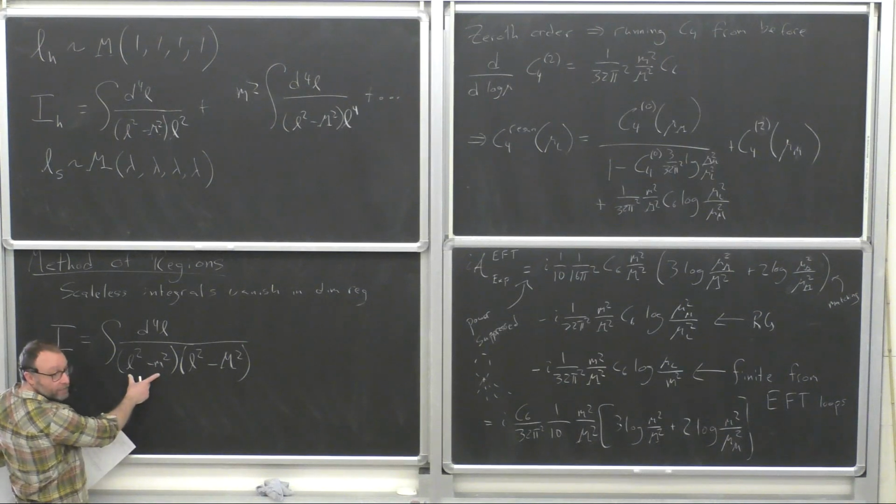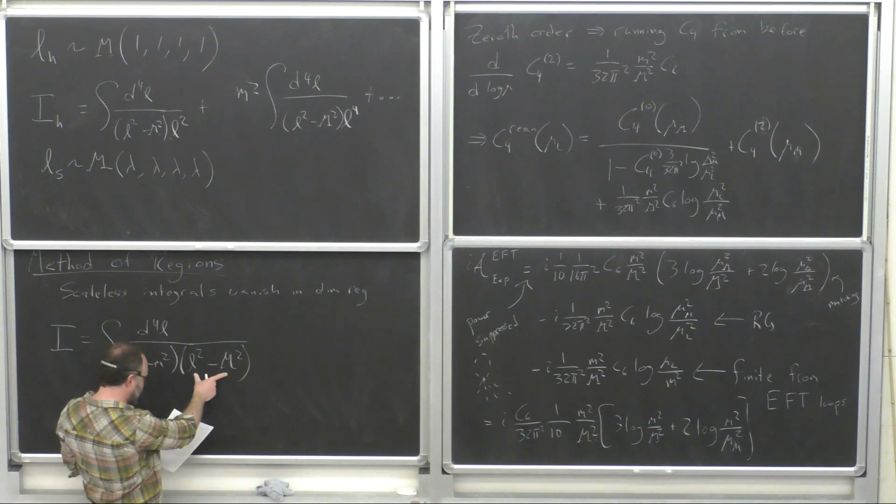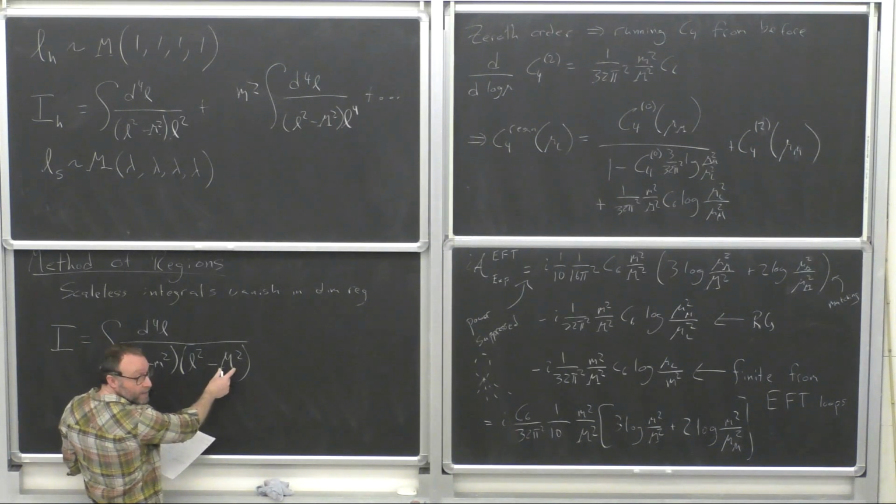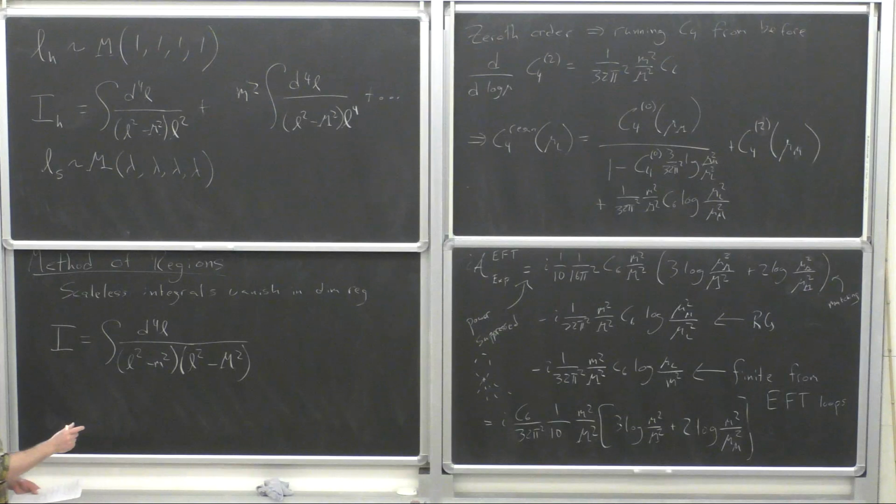So now this propagator I leave alone, right? Because these are of the same order, but this one is small. This is small compared to this. So I'm going to Taylor expand. Okay.